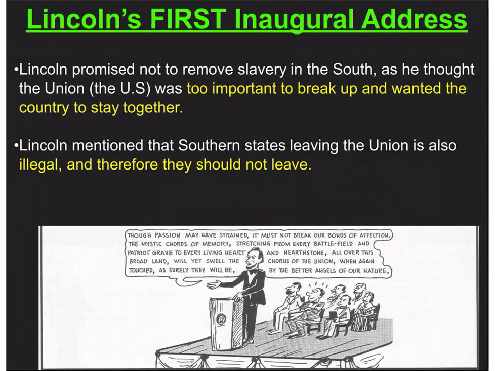to stay together. So he tells the South, you know what, this whole thing of slavery, that's not my main driving point. That's not what I'm trying to end. I'd rather us stay together to preserve our nation, and we should stay united. But he also mentioned, you know what, southern states, it's also illegal for you to leave. So all of you states that are looking to secede, that is not permitted. That is not legal. You cannot do so.